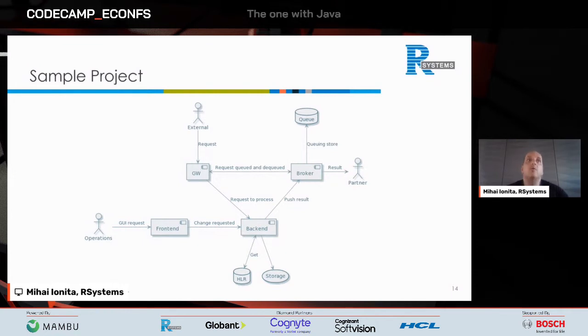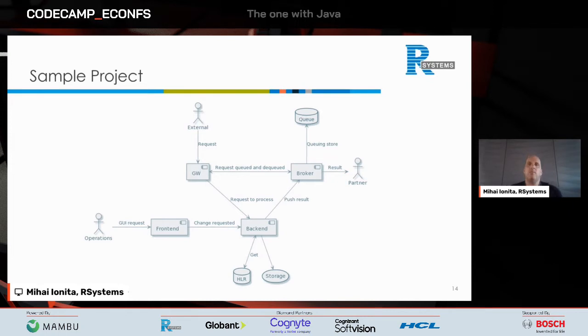So let's check out our sample project here. This is a simplified view. First, on the left-hand side, we've got the front end to control some settings. On top, we have the external telco equipment that's sending requests to our gateway, which are then passed to the backend, which queries some databases. For example, HLR, which is the home location register, keeps some of the subscriber data, and then pushes some result to a partner on the right-hand side or to some other telco equipment.